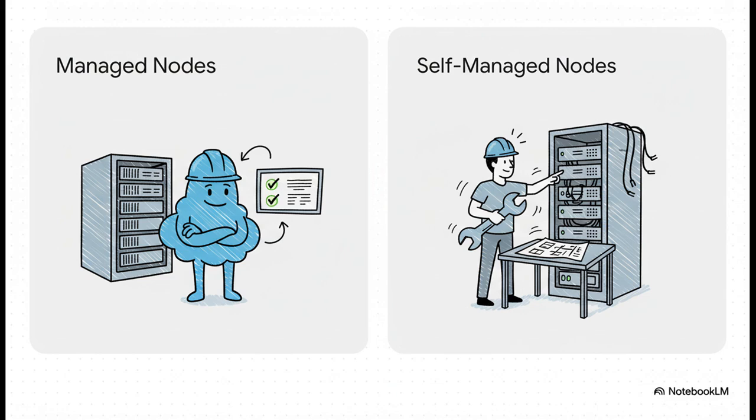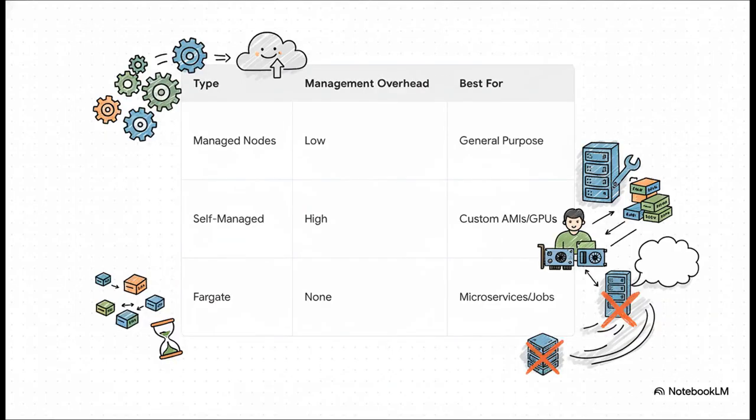Now, right away, you have a really important choice to make. You can go with managed node groups. Think of this like AWS acting as your building supervisor. They handle all the maintenance, the patching, the upgrades, the health checks, the whole shebang. Or you can choose self-managed nodes. Here, you're the architect, the construction crew, and the building manager. You get total control, but you're also on the hook for everything, from the OS right down to the bootstrap scripts. And this little table here really makes the choice crystal clear.